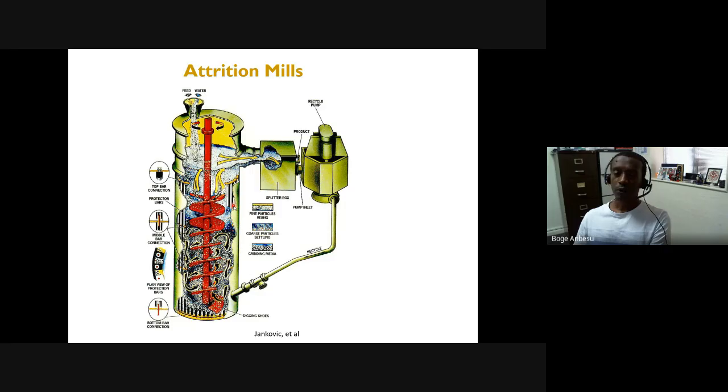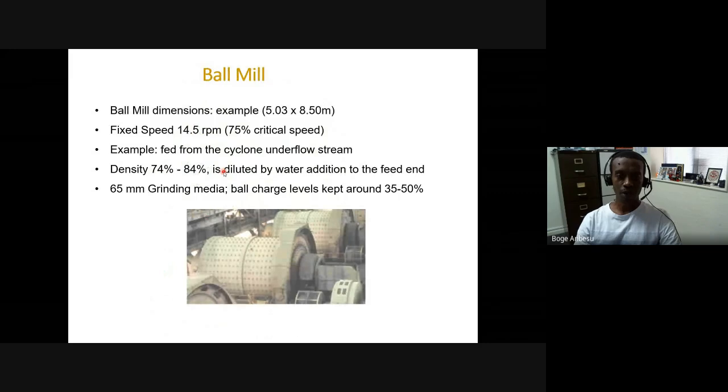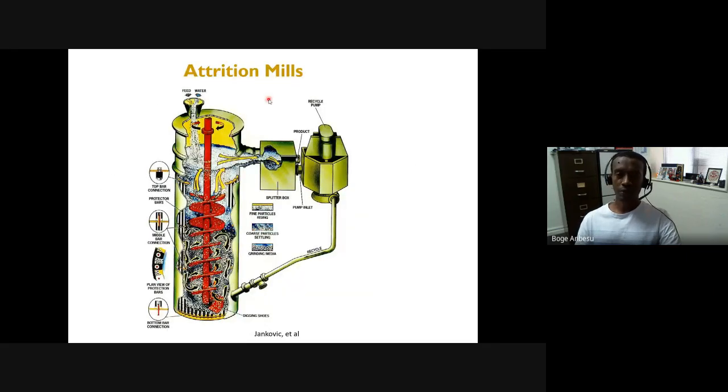Stirred mills are used if you want to do fine grinding. So as I said earlier, if my target is producing 20 microns or 10 micron particles, probably ball mill alone is not a good idea. Although you can achieve it, you're going to spend a lot of energy trying to achieve it. So if my target is, say, 10, 20 micron as product size, typically people use attrition mills.